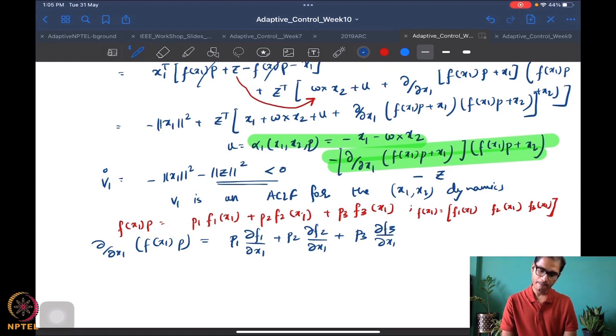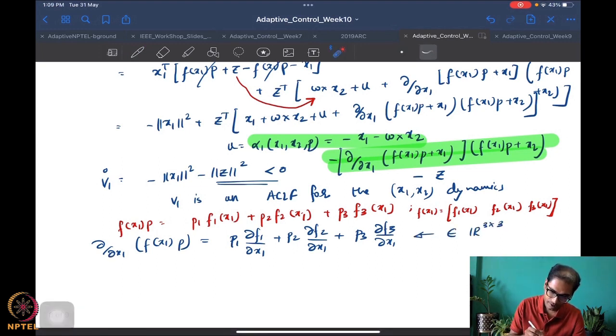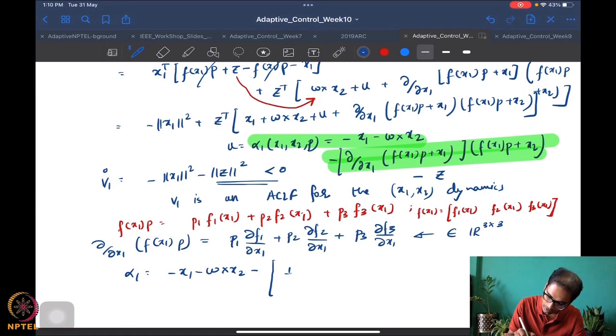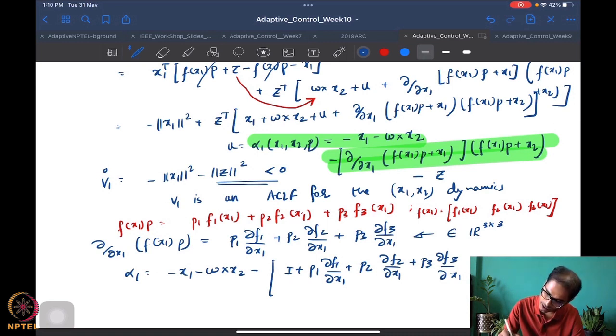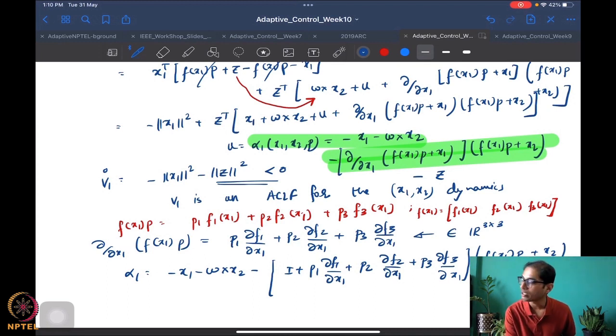All right, so this is what it's going to be. Okay, so that is what is del x1 of f x1 p, and that gets substituted inside here. It's better that I keep it like this. So basically my alpha 1 comes out to be minus x1 minus omega cross x2 minus, so the partial of x1 with respect to x1 is essentially the identity matrix. So you'll have identity plus p1 del f1 del x1 plus p2 del f2 del x1 plus p3 del f3 del x1, and this is multiplied by fx1p plus x2.